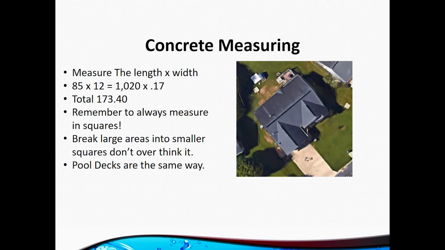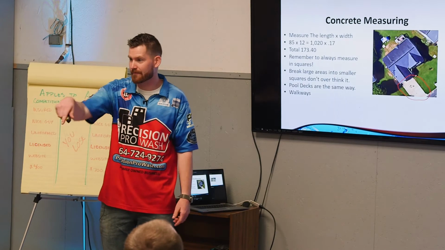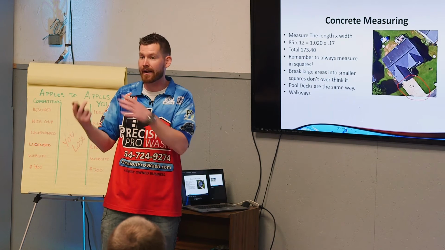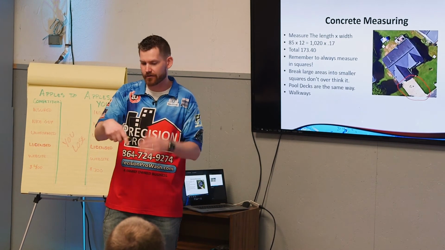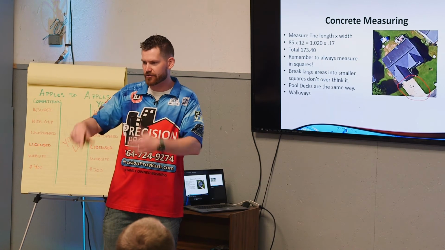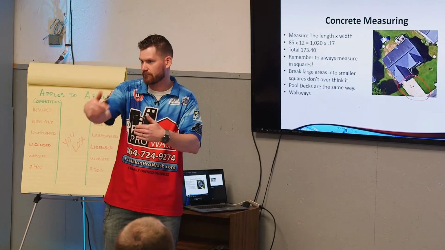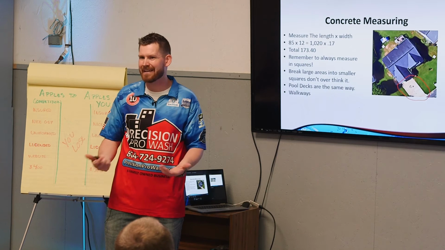Pool decks are the same way. Sometimes you've got the pool. Some people will get really calculated. They'll measure just length times width, and then take the circumference of the pool out of the equation. I don't get into that. I'm just going to measure my length times width on the left side and the right side, and then just double it, right? Because it's the same on the left and the right side of the pool. Make it easy on yourself.